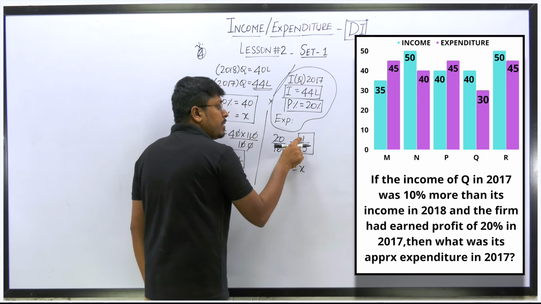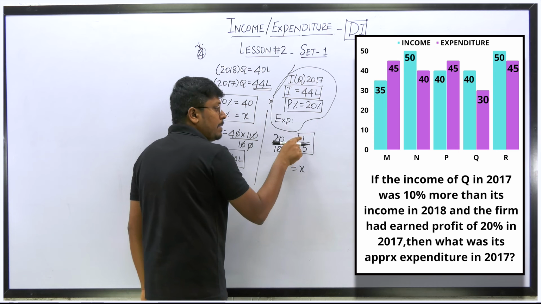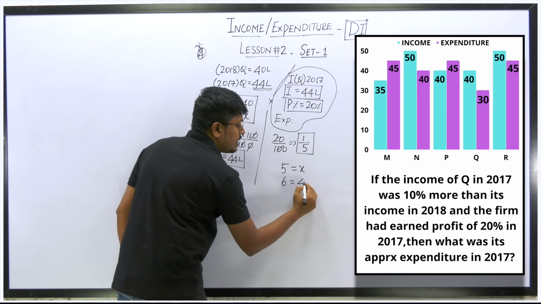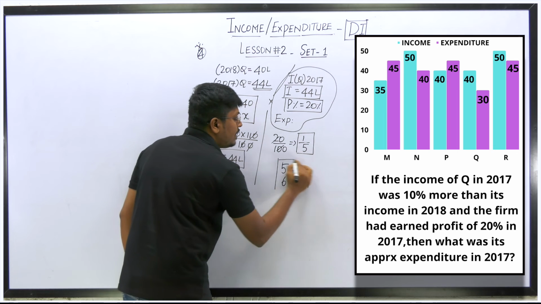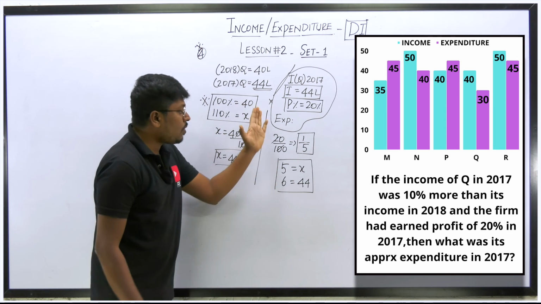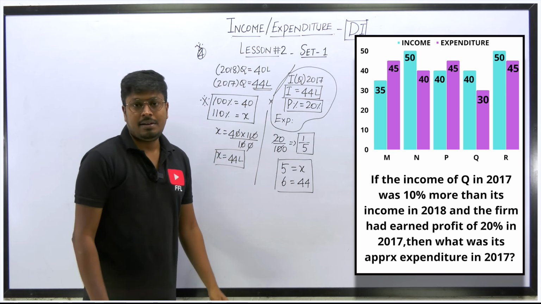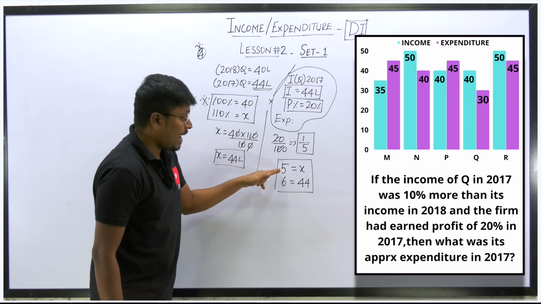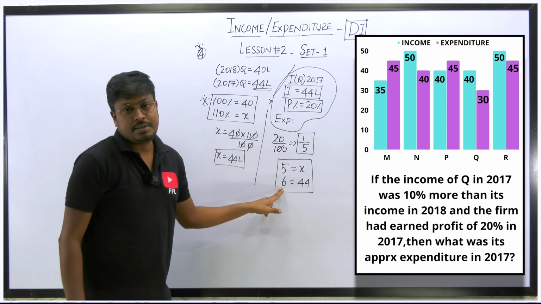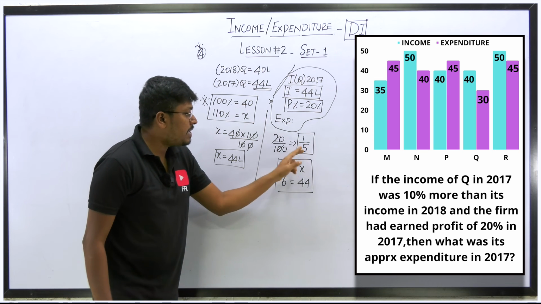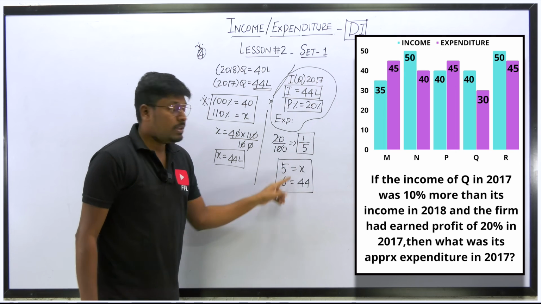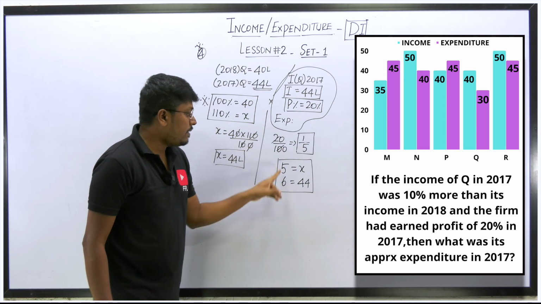So expenditure plus profit will be income. So 5 plus 1 is 6. 6 will be income, which is 44 lakh. So 6 is equal to 44 lakh. All these things, we are not learning newly here. We have learned all these things in the previous lesson. Understood or not? How to write this value 5, how to write this value 6: always the base value is the expenditure. So base value plus numerator value, the total will be the income. So 5 plus 1 is income and 5 will be the expenditure.